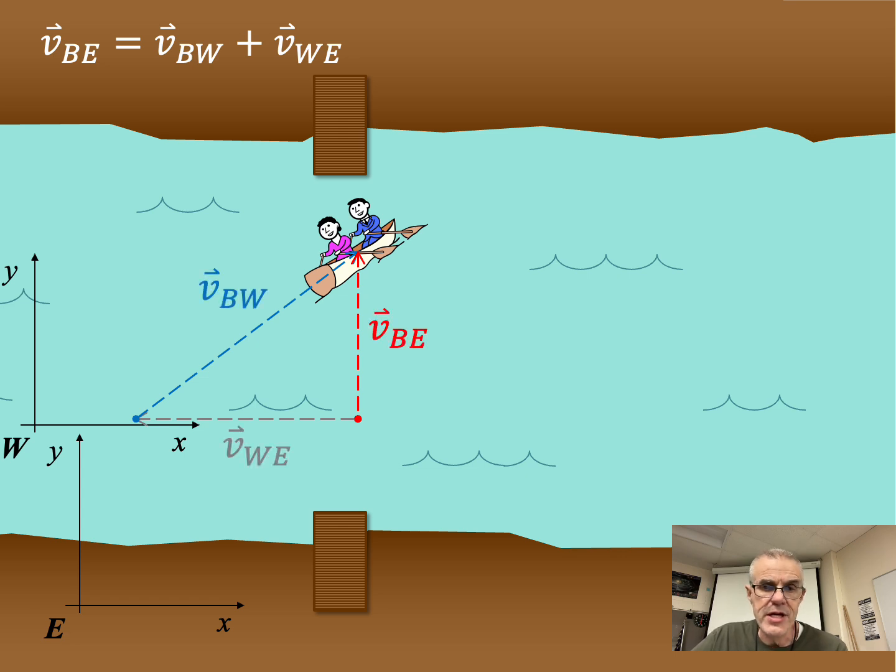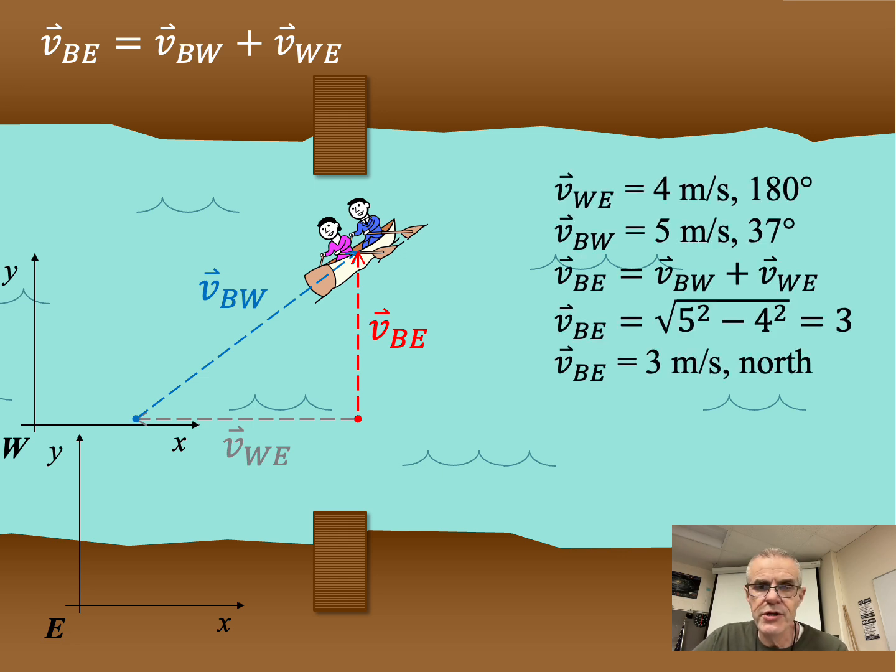And if the water is still going 4 meters per second, let's suppose they want to go north 3 meters per second, well, then they're going to have to move through the water at 5 meters per second.